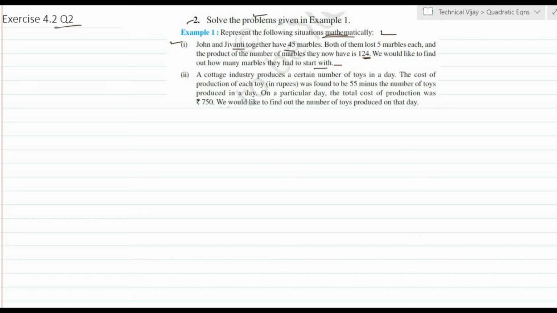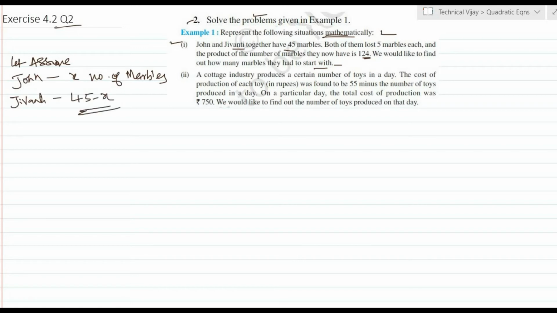So now how many marbles there were at the start, that we will assume. Of course now they have lost 5 marbles each. Previously how much must they have had? So let us assume John has x number of marbles. Then Jeevanti, how much should she have? She is having 45 minus x. Why? Because combining both of them they have 45 marbles. Total marbles are 45. John is having x, means Jeevanti is 45 minus x.